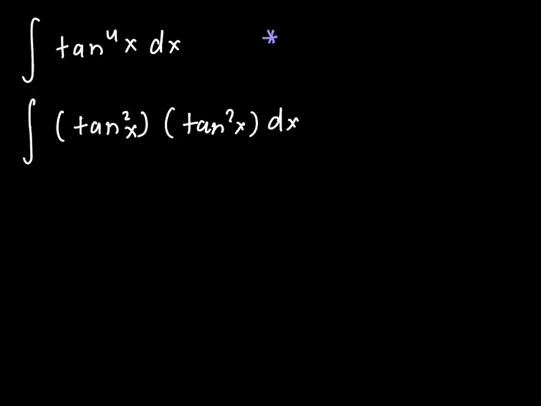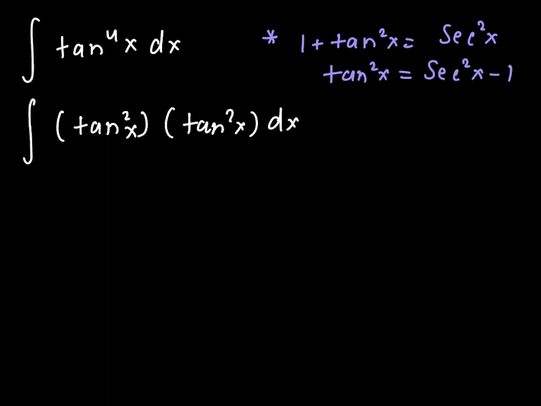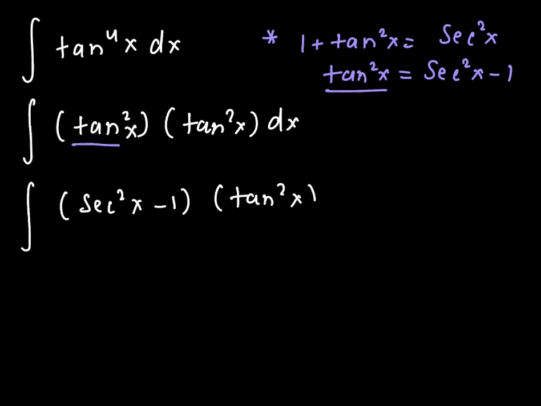Because we're going to use a trigonometric identity which states that 1 plus tangent square x equals secant square x. So tangent square x is going to be secant square x minus 1. Now we're going to replace this value of tangent square x in here. So we will have secant square x minus 1 into tangent square x dx.